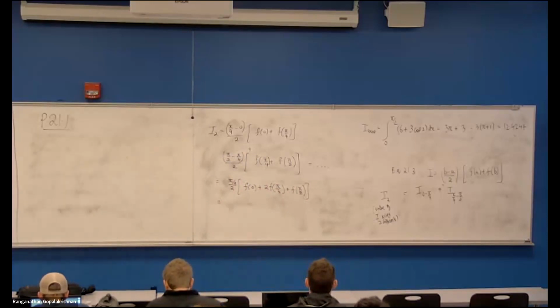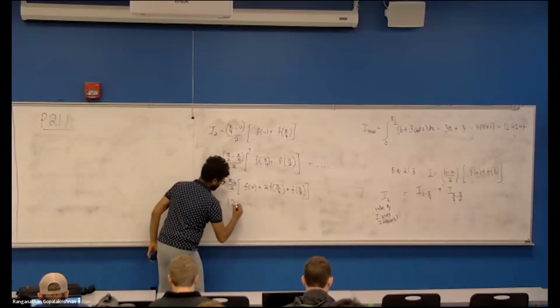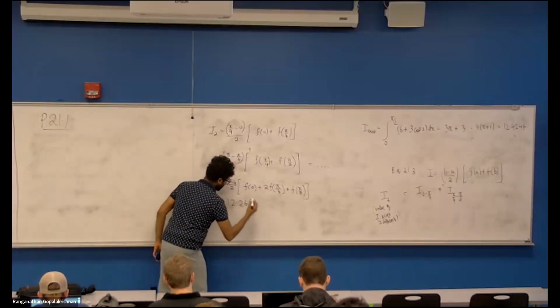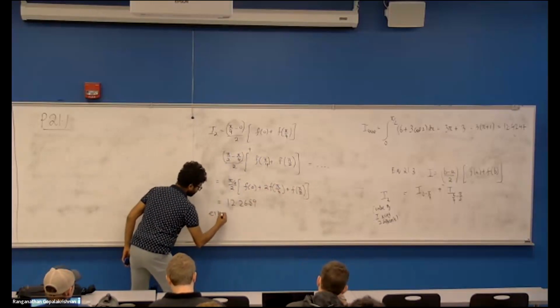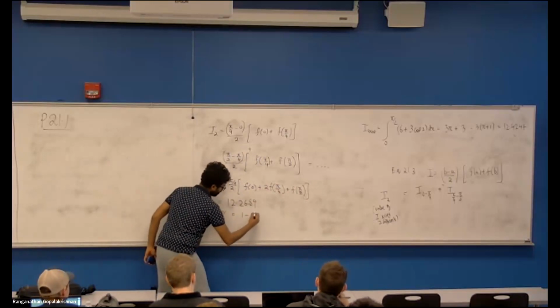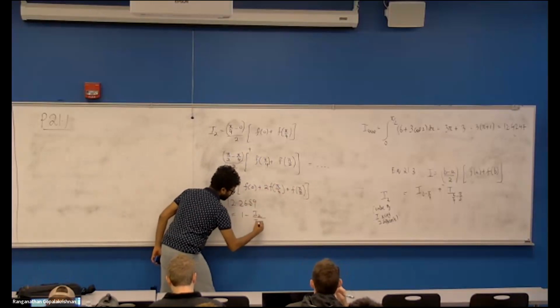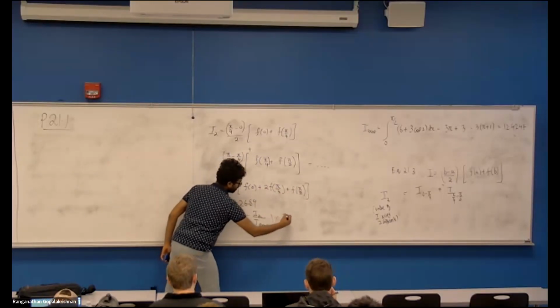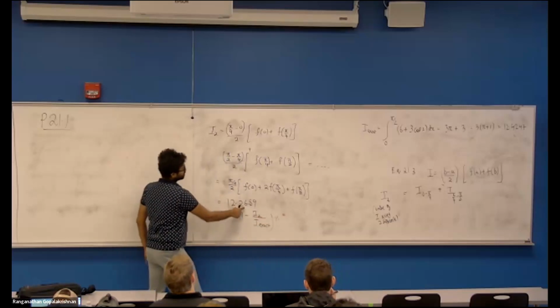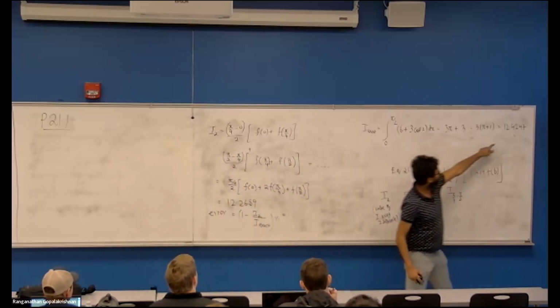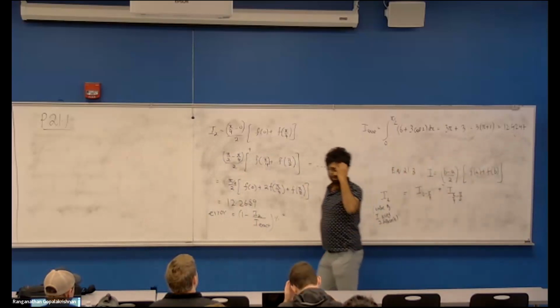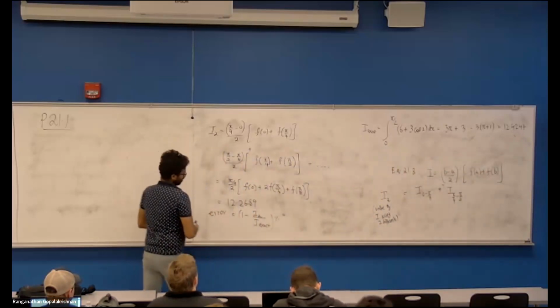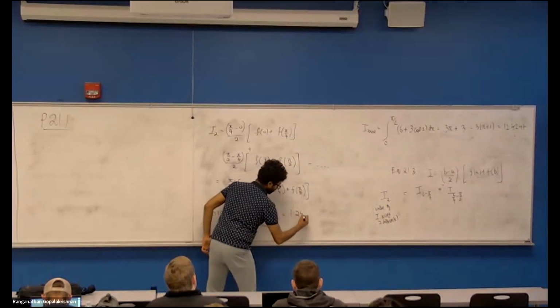I got 12.2689. So we'll say error equals 1 minus I2 divided by I exact, expressed as a percentage. It has gotten better. It's 12.2689 versus 12.4247. So it's getting closer. 1.25%.